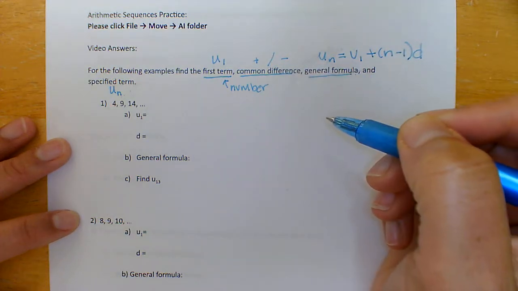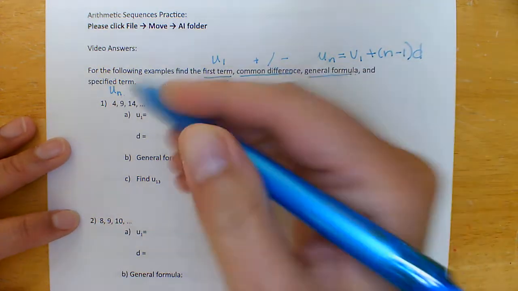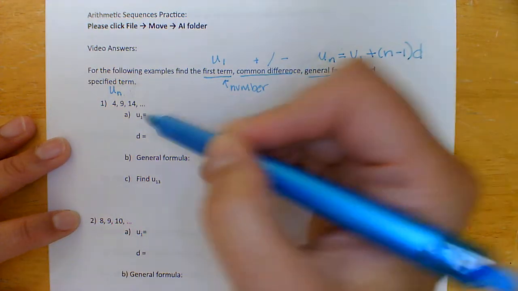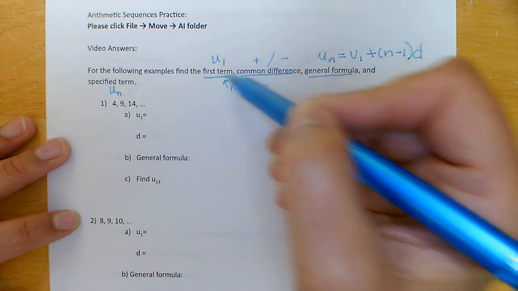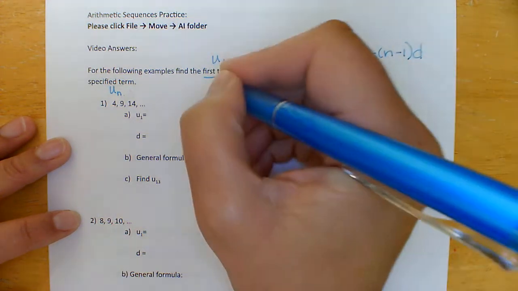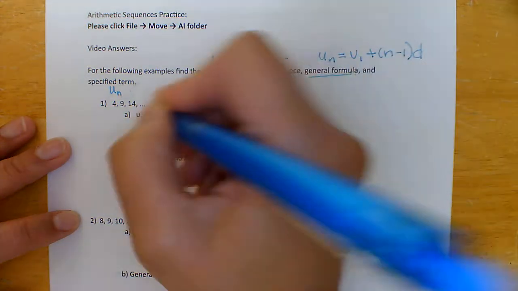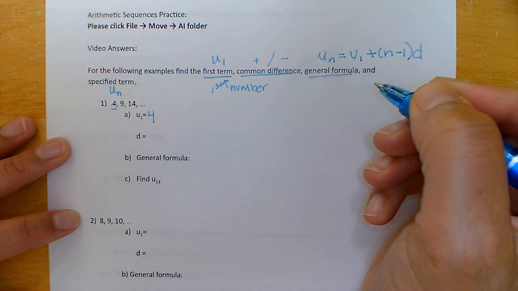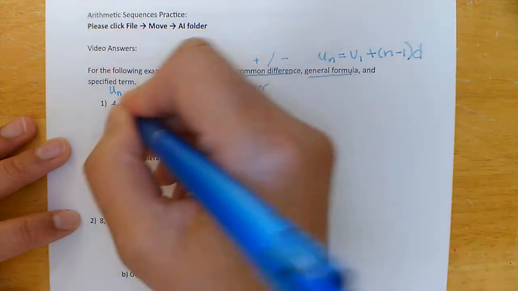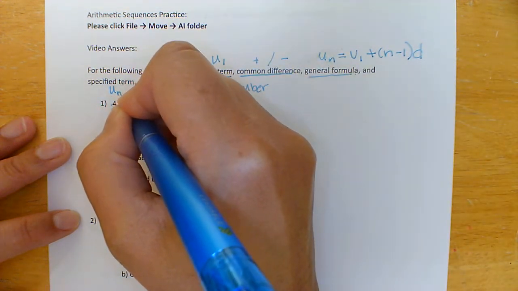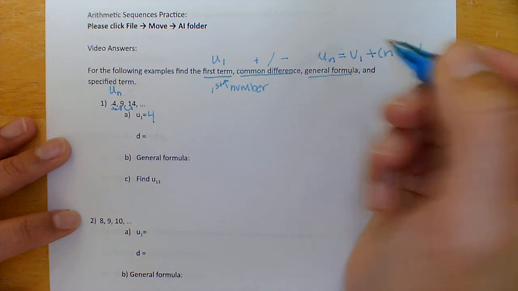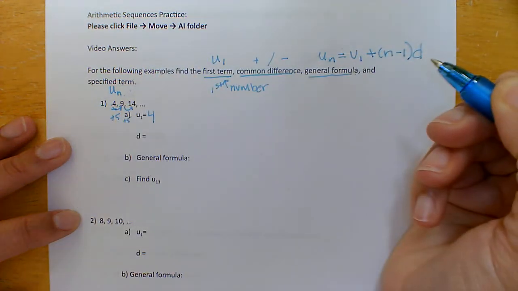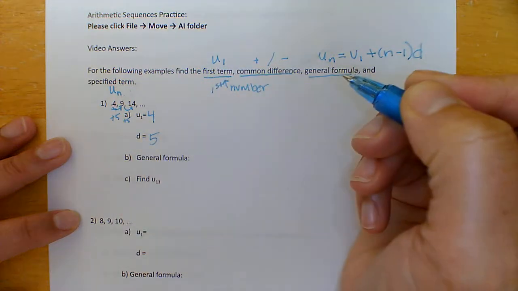Okay, now that we've annotated, let's see what our first sequence is. 4, 9, 14, so on and so forth. U sub 1, that's our first term, so they're asking us for our first number. Here, the first number that I see is 4. Our common difference. Common difference is how do we get from one number to the next? What do we have to count by to get from 4 to 9? What do we have to count by to get from 9 to 14? And it looks like I'm adding 5 here every time. So our common difference is going to be 5.